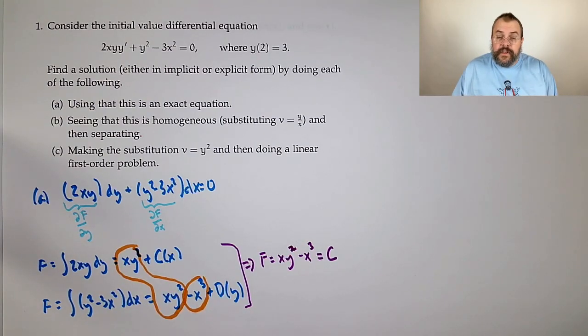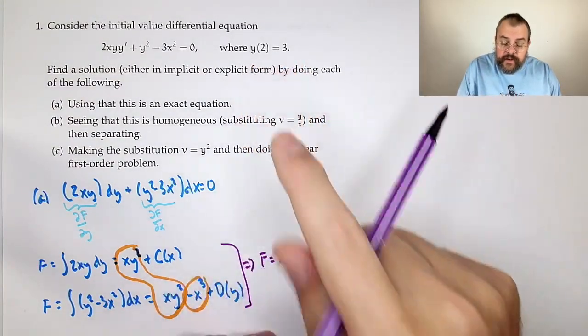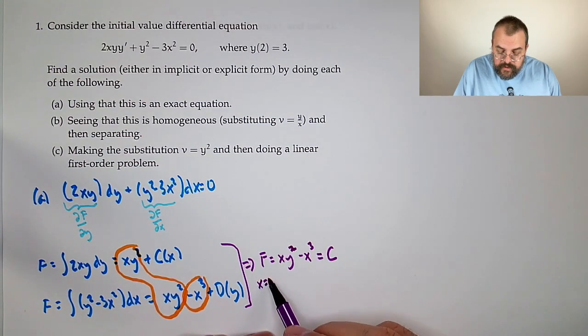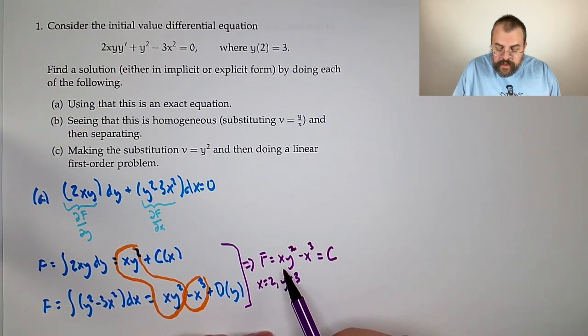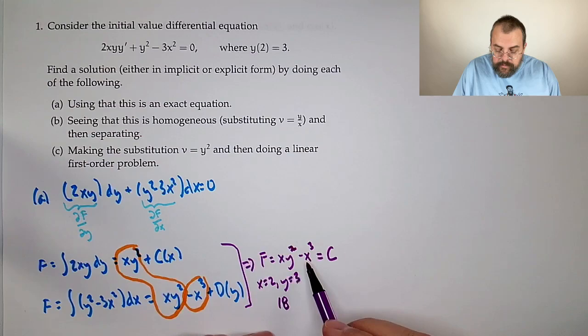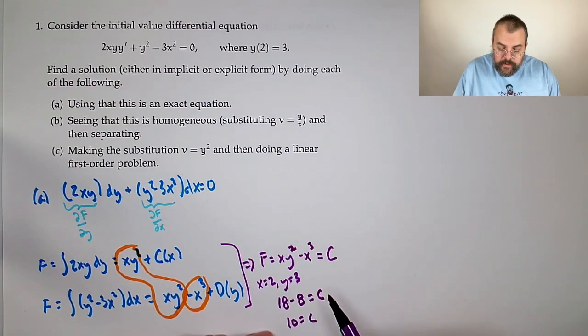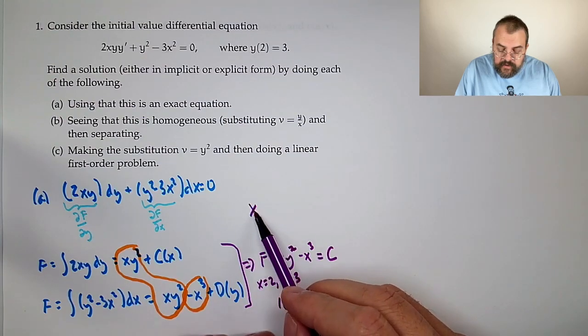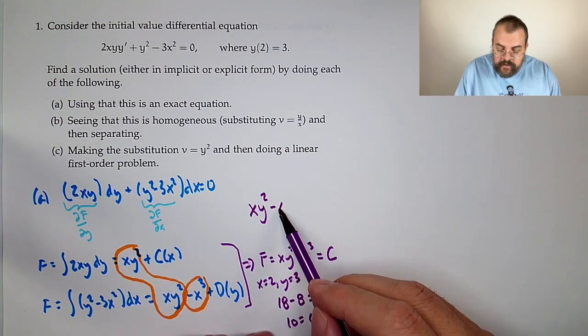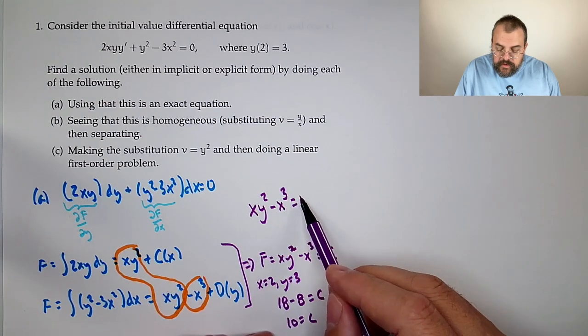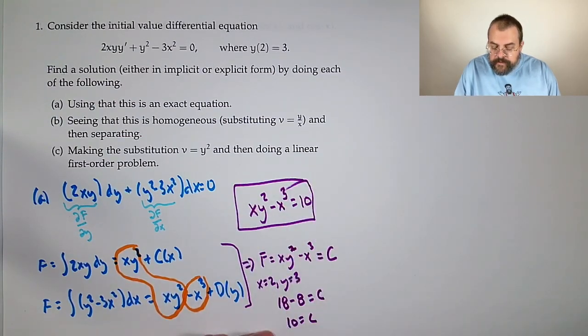The only thing left for us to do is ask, what's the constant? So to do that, plug in the values. We're going to plug in x equals 2, y equals 3. We get 2 times 3 squared, so that's 18, minus 2 cubed, which is minus 8, equals c. So c equals 10. And therefore, our final answer: x y squared minus x cubed equals 10. All right. Done. Part A.